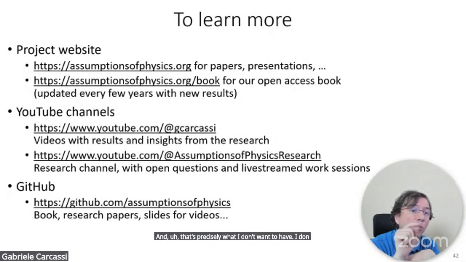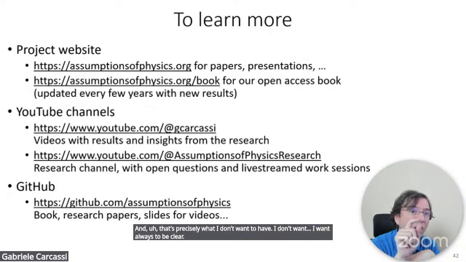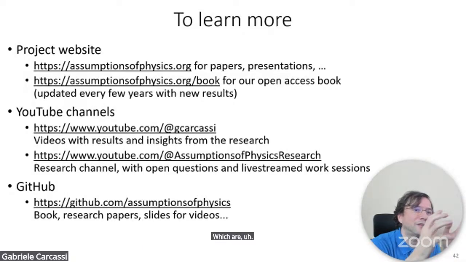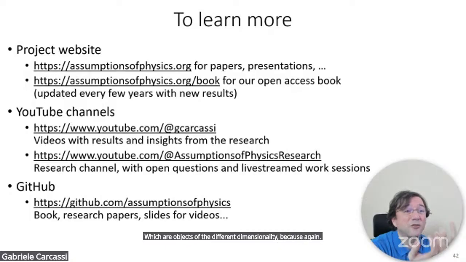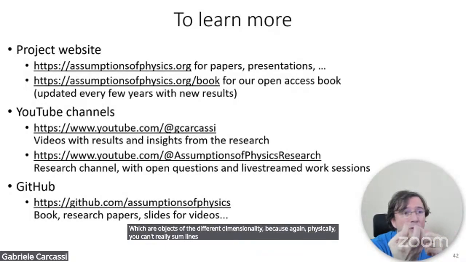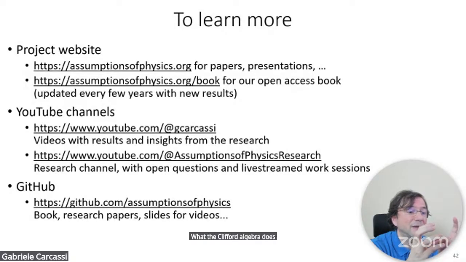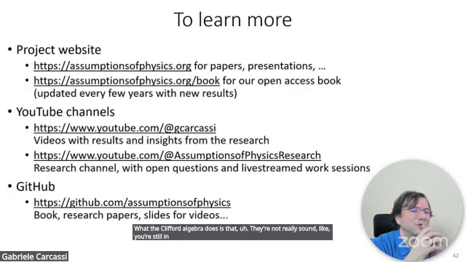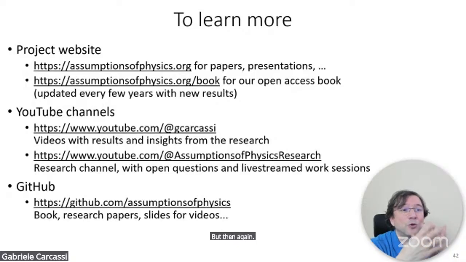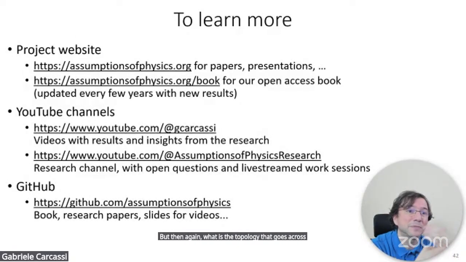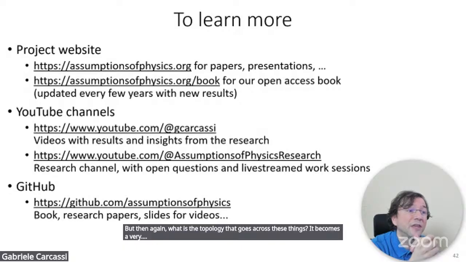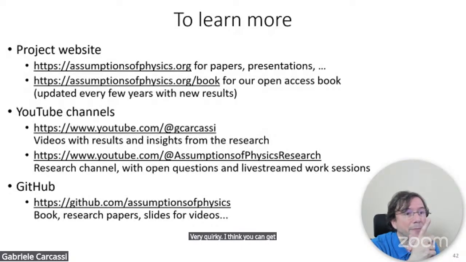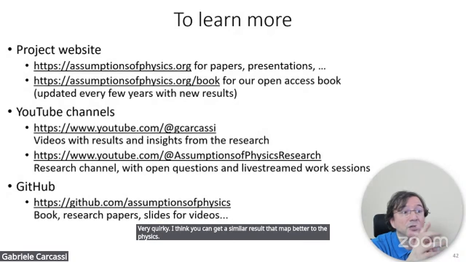I want always to be clear which are objects of the different dimensionality, because again, physically, you can't really sum lines with areas, like numerically, you can't sum them. What the Clifford algebra does is that they're not really summed, like you're still in sort of the sum of those spaces. But then again, what is the topology that goes across these things? It becomes very quirky.